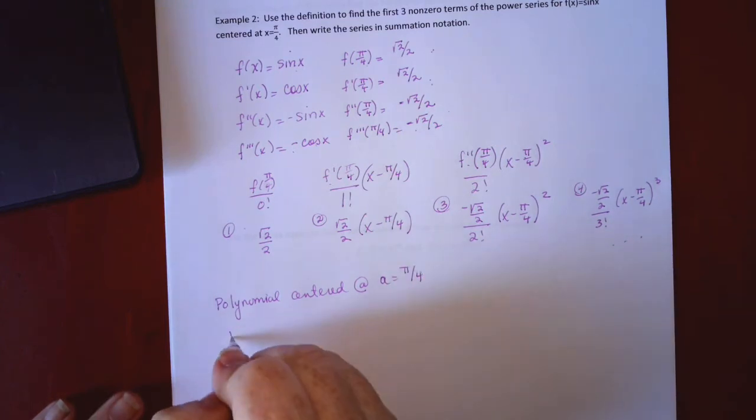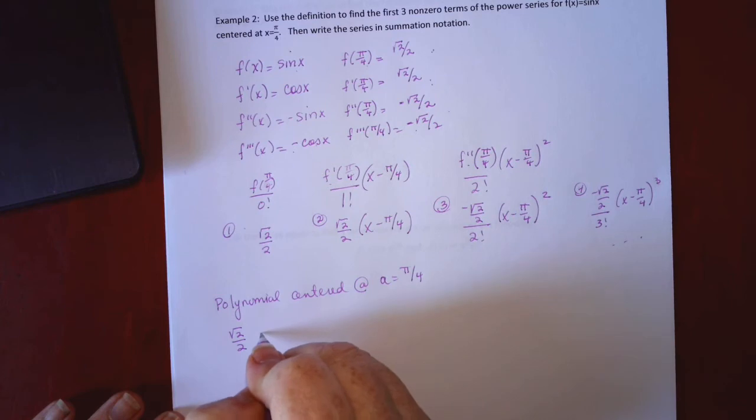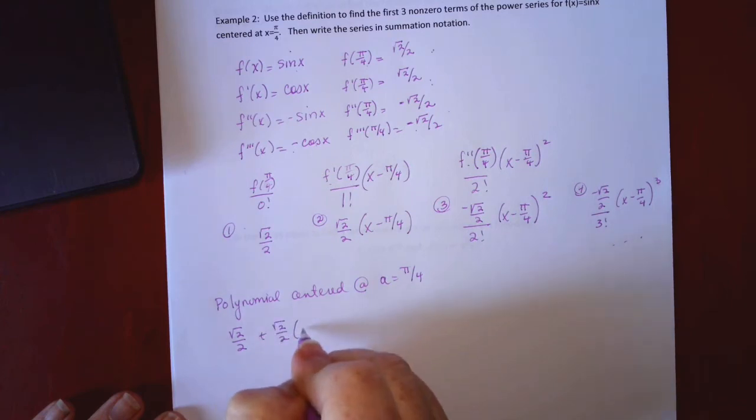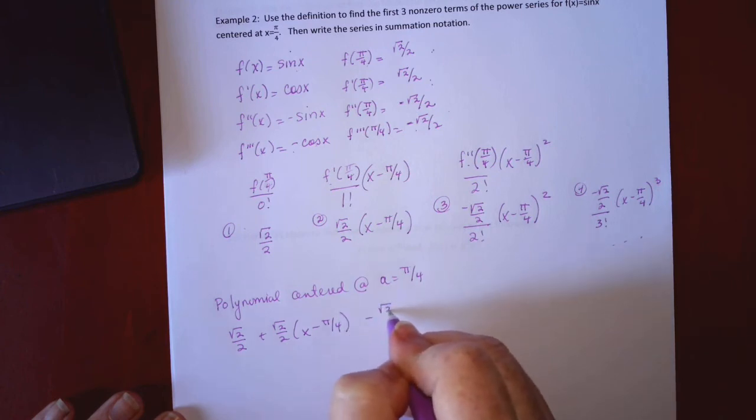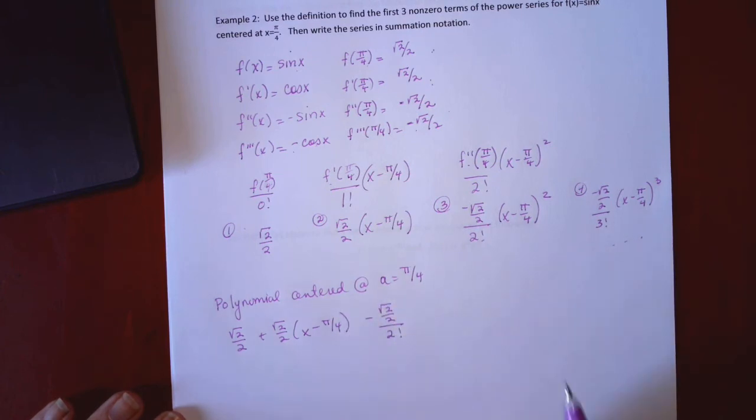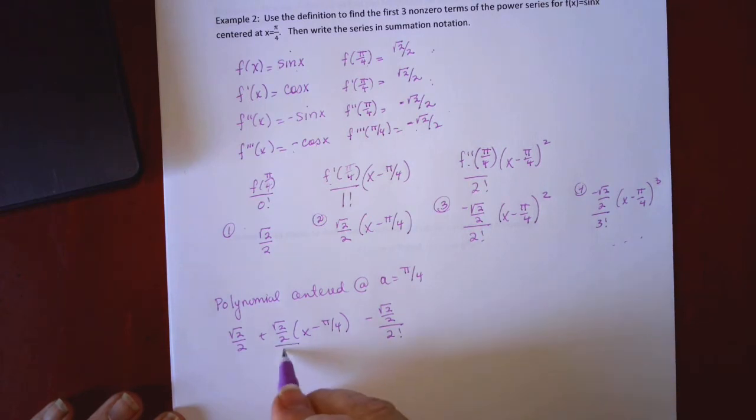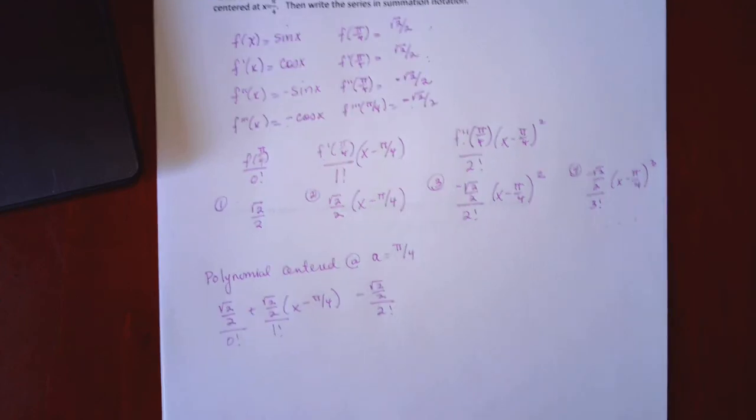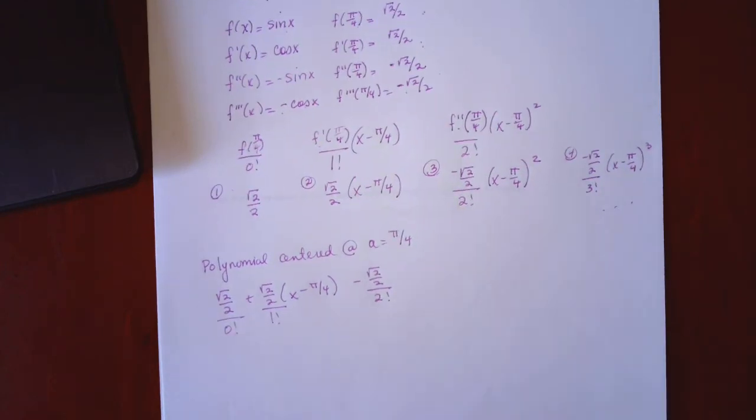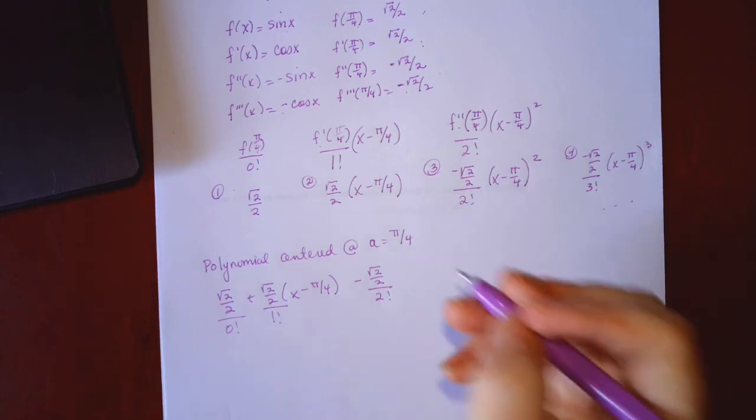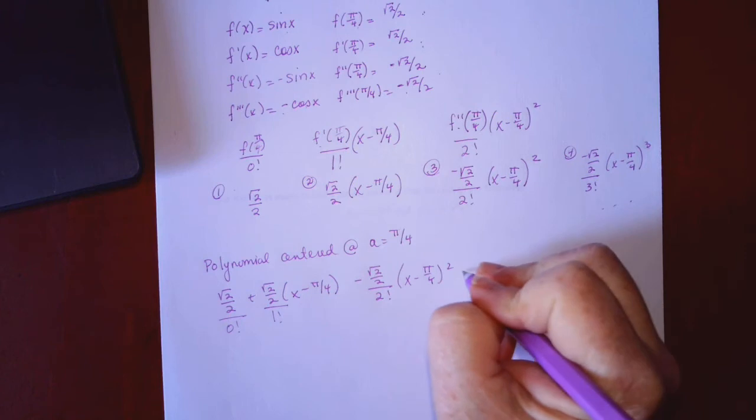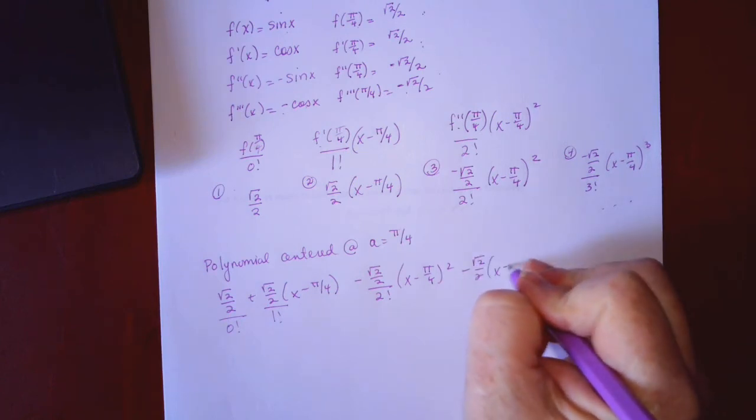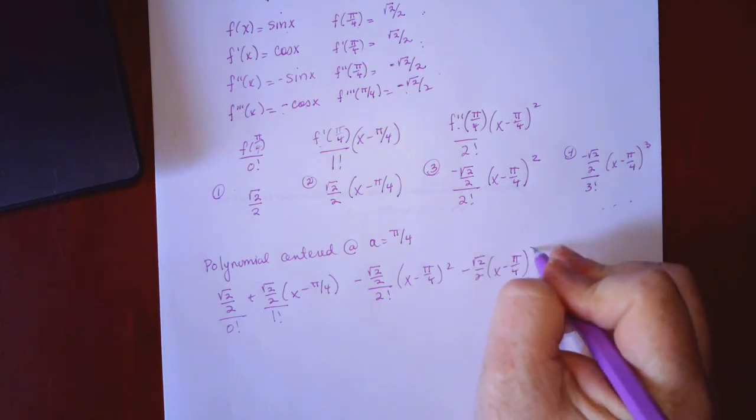If you wrote down the polynomial that went with this, we would have square root of 2 over 2 plus the square root of 2 over 2 times x minus pi over 4 minus the square root of 2 over 2 factorial. Now technically you could write this as a 1 factorial in the bottom and a 0 factorial in the bottom if you wanted to, because remember 0 and 1 factorial are both 1. So we have that times x minus pi over 4 squared minus square root of 2 over 2 times x minus pi over 4 to the third.